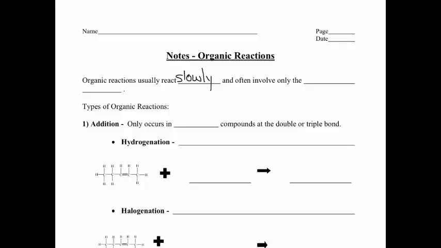All right, organic reactions usually, I think we've mentioned this before, are really slow. And they often involve only the functional groups and also sometimes the double or triple bonds. That's because those bonds are not as stable as the bonds between carbon and hydrogen. The bonds between carbon and hydrogen are almost nonpolar because their electronegativities are so close. It's a very stable bond. So the functional groups and the double and triple bonds are actually more susceptible to reactions. So all of these that we're going to talk about involve those things.